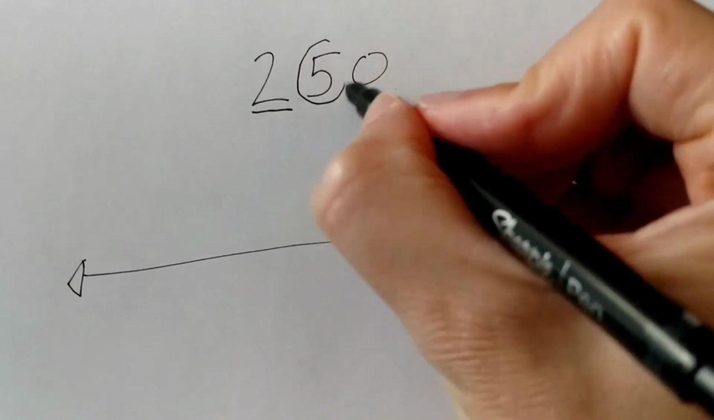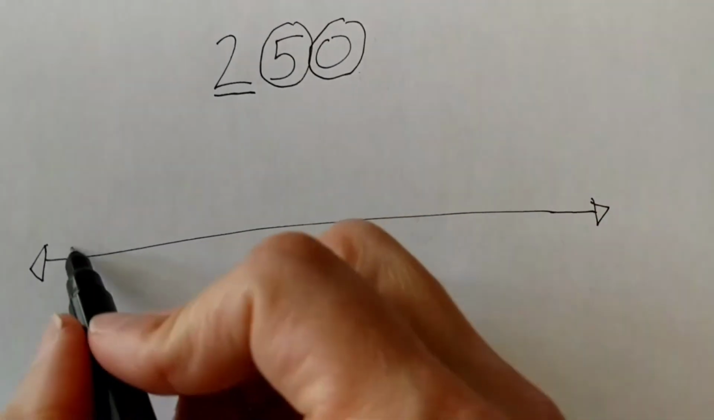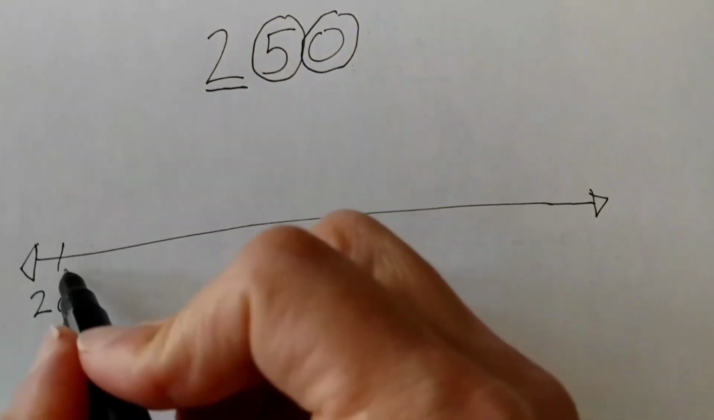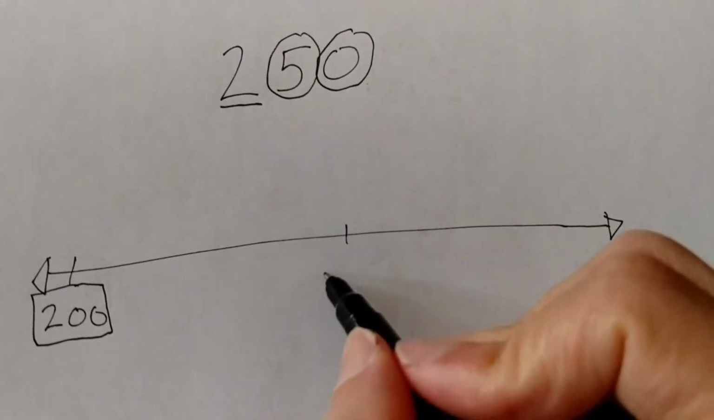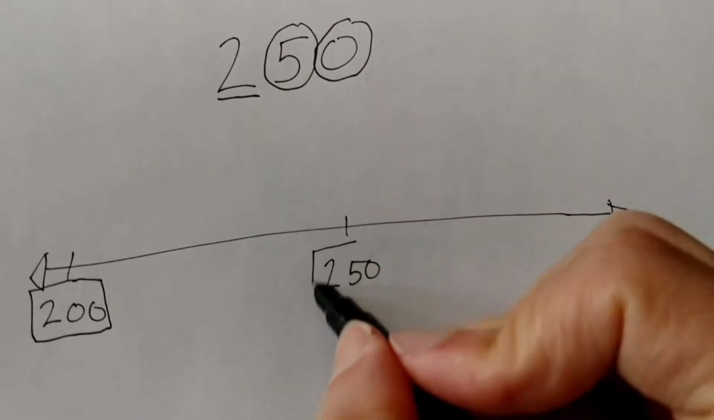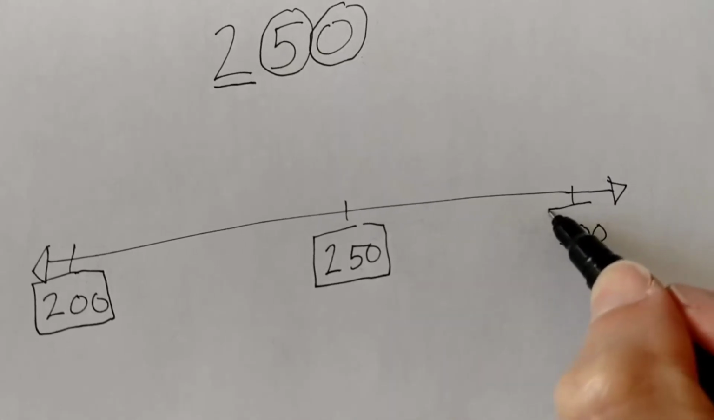Once again, identify the hundreds place, circle the next two digits, and you can see we have 200. That'll be our first endpoint. Add 50 for our midpoint. Add another 50 for our second endpoint.